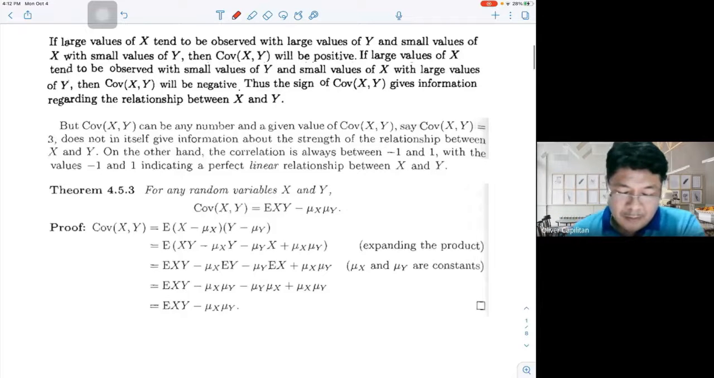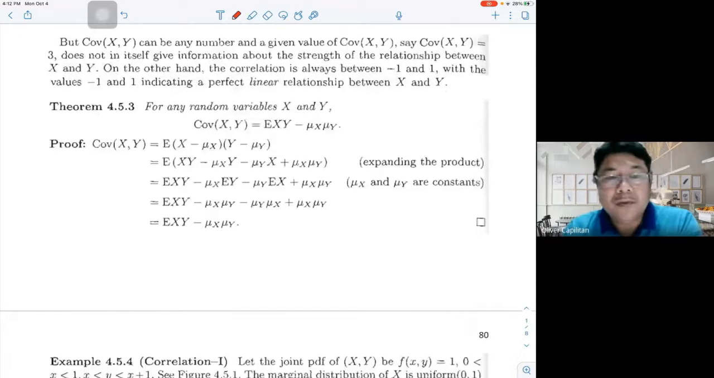Okay, theorem 4.5.3, for any random variables x and y, the covariance of x and y will be just equal to the expectation of the product xy minus the product of the mean of x and the mean of y. And we have here the proof. The first equality here is by definition. The second equality, we expand the product inside the expectation operator. And then the third equality, we apply the expectation operator.